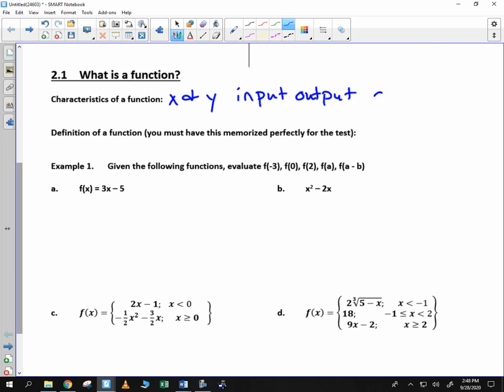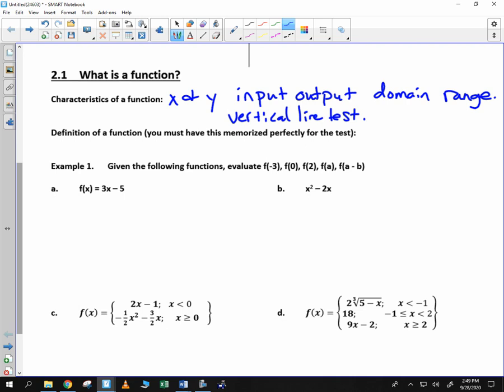Some people think like domain and range. These are all good things. Some people think of a function as passing the vertical line test. And that's a good idea as well. But the absolute definition for a function, you need to have this memorized perfectly.